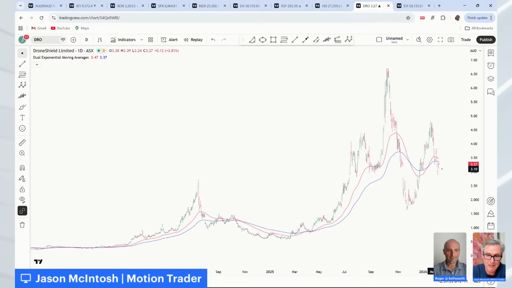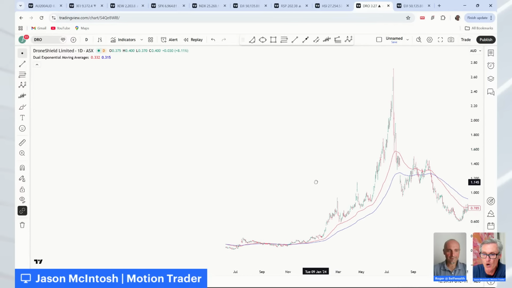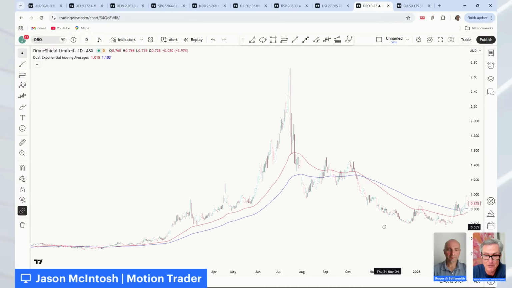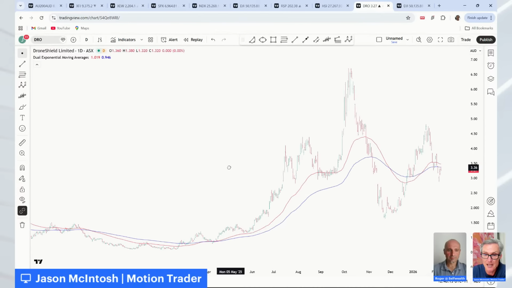If I was holding it, where do I want to get out? This is quite common price action after a boom bust here. You get the big rally, you get the decline, and then you get the rebound after the initial decline, maybe some consolidation, and then the air continues to slowly come out over a period of time. So don't discount that possibility here.